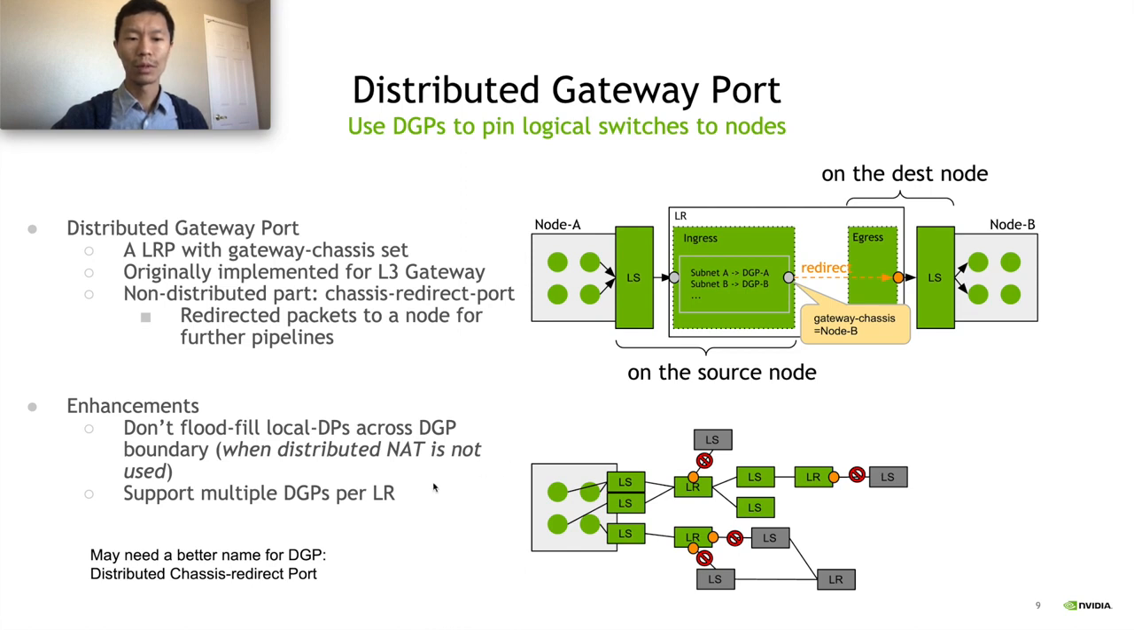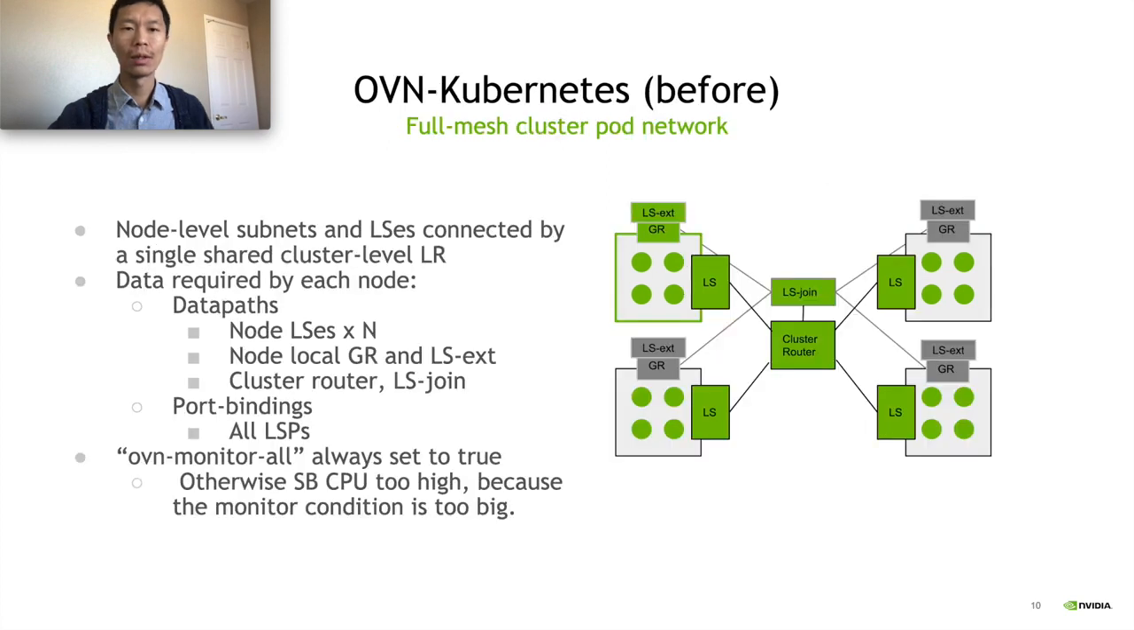And the second one is about supporting multiple distributed gateway ports per logical router. This feature also is required for gateway use cases. And Nutanix folks and I cooperated together to implement this.